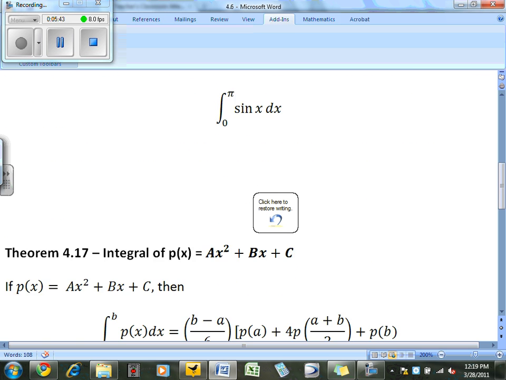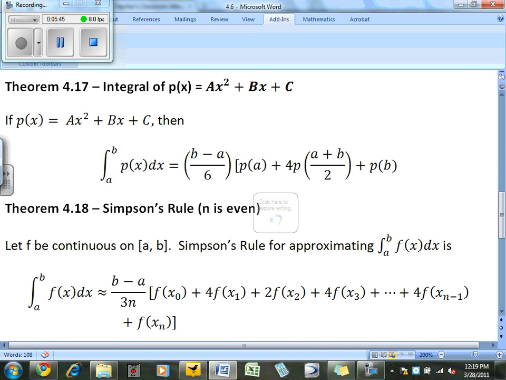All right. Here they just include a shortcut if we want to take the integral of a trinomial. Notice we have ax squared plus bx plus c. If we want to take the integral of a trinomial, we're just going to go our upper limit minus our lower limit divided by 6. We'll plug our lower limit in, and then we'll add it to 4 times the value at the midpoint of the upper and the lower limit divided by 2.